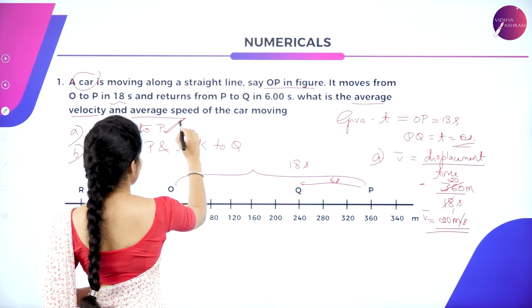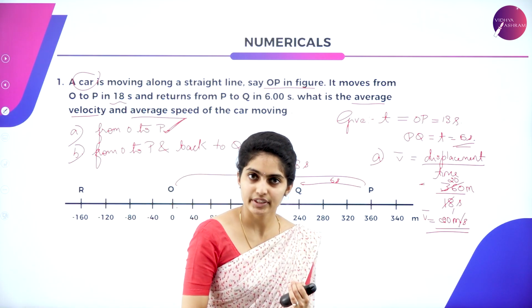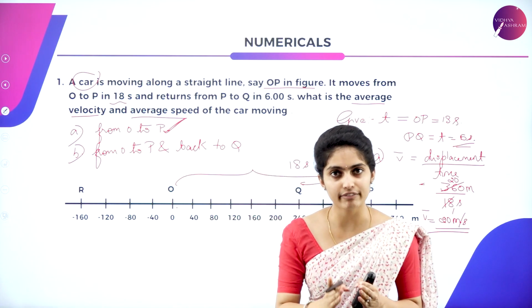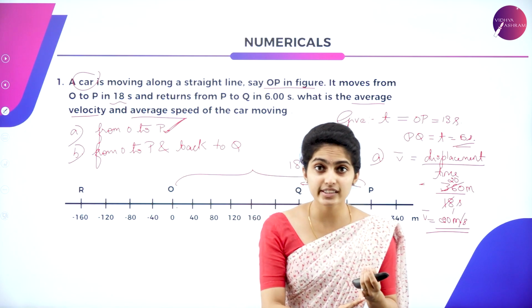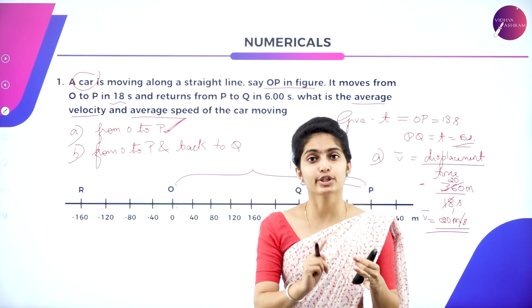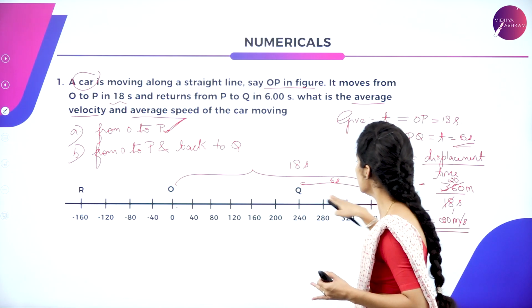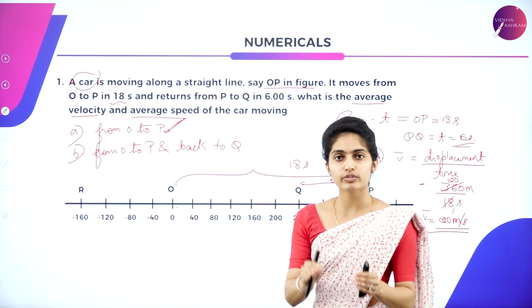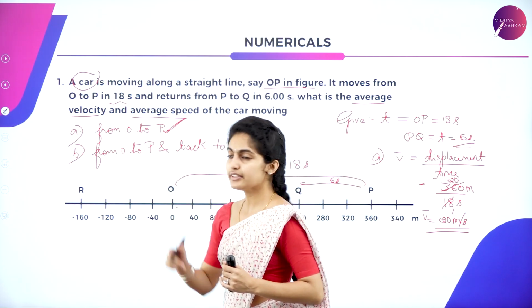So you're done with your first one, that is from O to P. What is the average velocity and what is the average speed? Both values are one and the same because the distance and displacement are both the same here, since it is following a straight path. Okay, so you're clear with the first question.